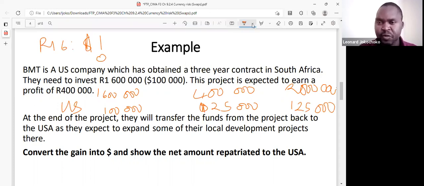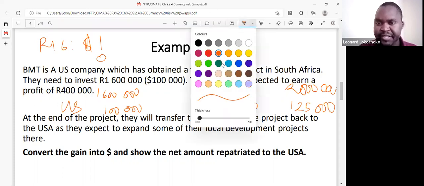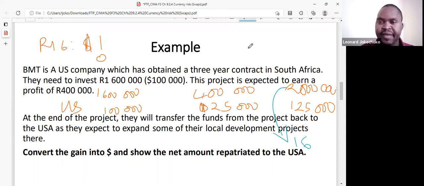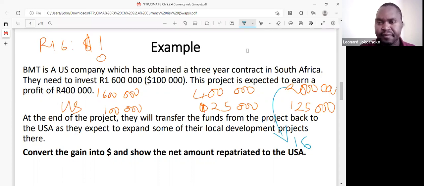Please note that the $125,000 we could simply calculate by taking 2 million and dividing it by the exchange rate of 16. So 2 million divided by 16 gives us $125,000.